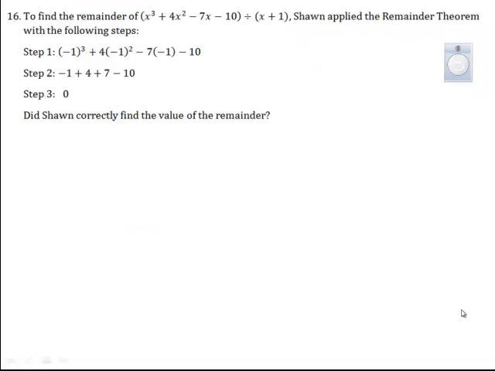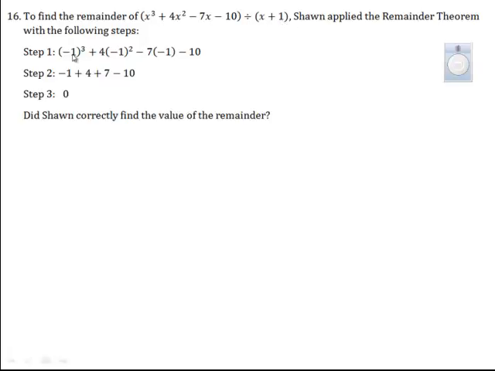Okay. All right, number 16, it says to find the remainder. This guy applied the remainder theorem, and what the remainder theorem states is that if you were to take this factor and find it 0, which would be -1, and then substitute it back into this equation, whatever you end up getting would be the remainder. So let's see if this guy did it correctly. So the opposite of this basically is -1.